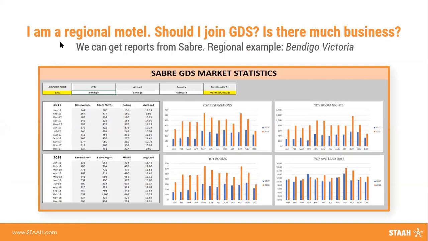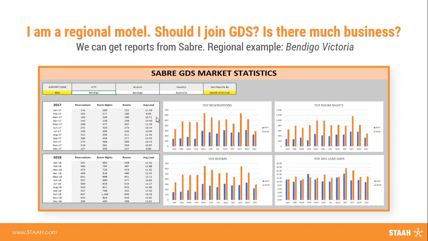Okay, a couple of scenarios. I'm a regional motel or a hotel. Should I join the GDS? Is there much business? Well, we can extract reports from our colleagues at STAAH for regional areas showing you the number of room nights that are booked. Regional example is Bendigo, Victoria. And they can give us, and then we pass it on to you, the history of reservations, room nights, the room numbers, and the average lead time for the booking.